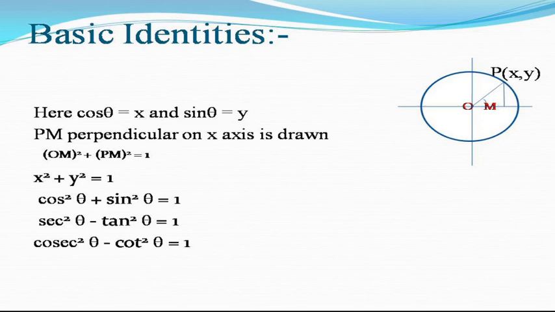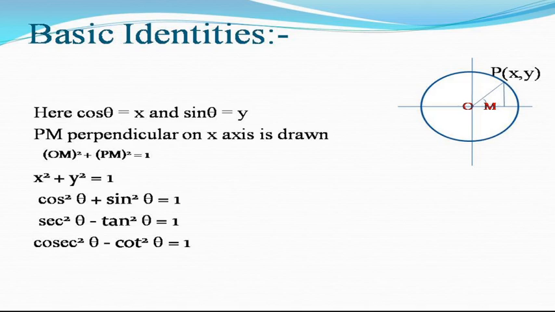Now, if cos theta is non-zero, we can divide these whole identities by cos square theta. If we divide it by cos square theta, and after simplification we will get sec square theta minus tan square theta equal to 1. And if sin theta is not equal to 0, we can divide these whole identities by sin square theta, and after simplification we will get cosec square theta minus cot square theta is equal to 1.